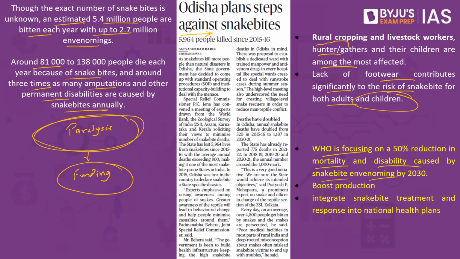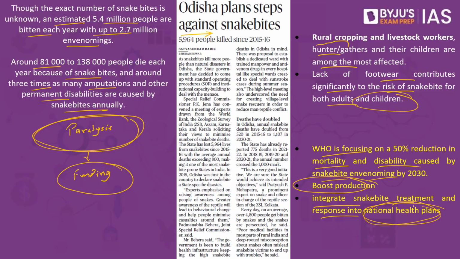It is also planning to boost the production of quality antivenoms, and it says this particular process has to be sustainable, safe, and stable, and at the same time this medicine has to be affordable at a reasonable cost. So it is planning to boost the production across multiple countries. It is also discussing with multiple countries to integrate snakebite treatment and response into the national health plans as well. This is what is happening at the international level.